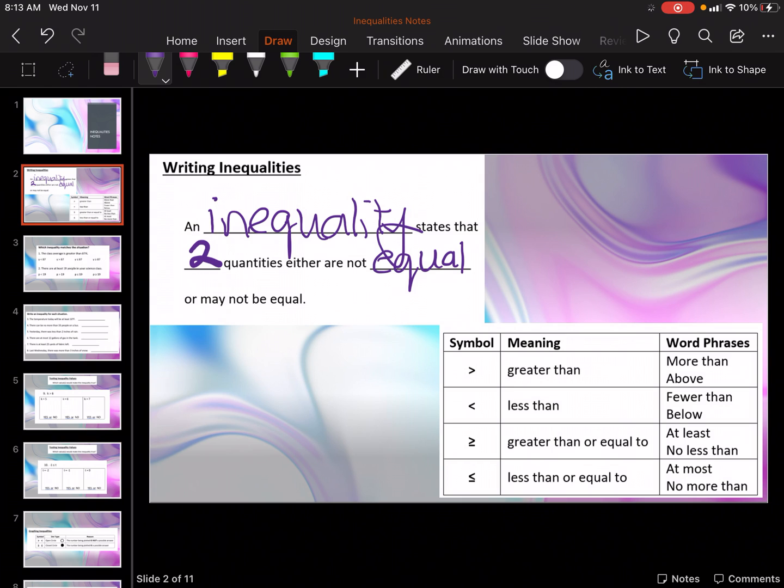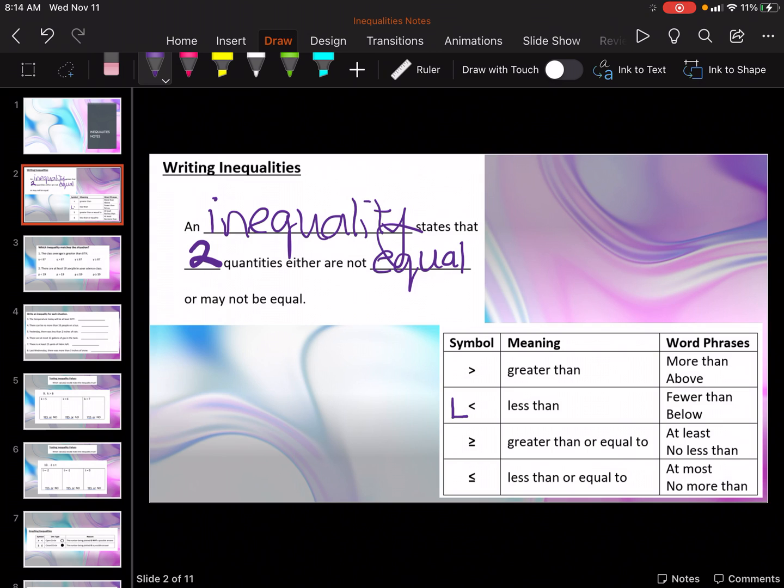So there's greater than and less than. I always think about less than looks like an L. If you hold up an L on your finger, it looks like a less than symbol. That's how I remember L is less than, or a greater than symbol. We're not going to remember the alligator eats the bigger one, but we're going to start using the words greater than or less than. Greater than can mean more than or above, and less than could go with fewer than or below.